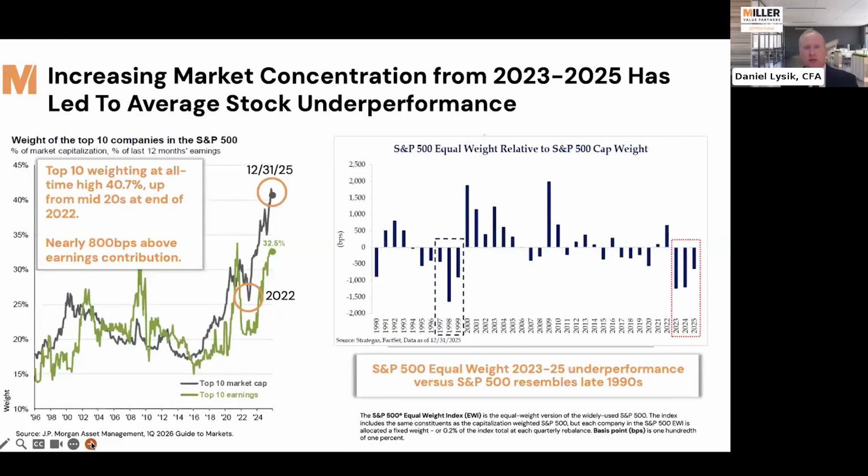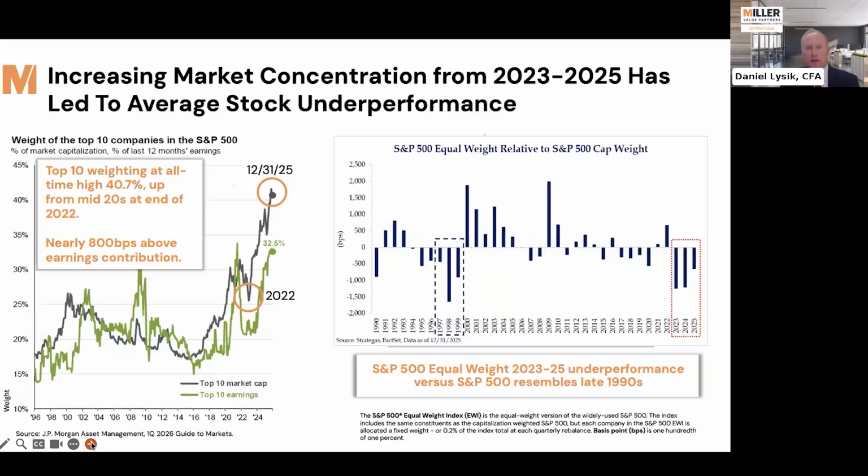It's been a significant outperformance if you look at the top 10 from a weighting perspective. We're sitting today at the end of the year where the top 10 moved up to 41%, up from 26% at the end of 2022. That's an all-time high. In 2000, the top 10 peaked at 27%. In 2021, it peaked near 31%.